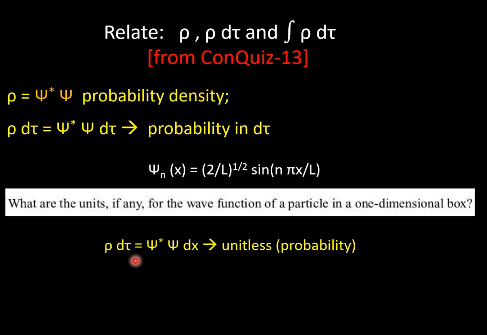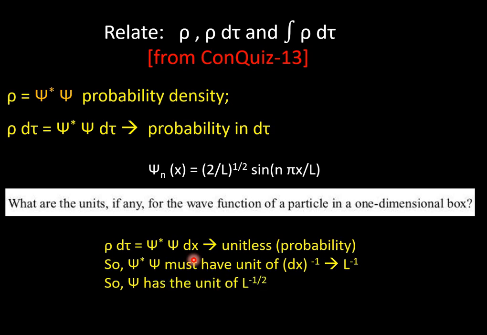So probability is unitless, so psi square dx would be unitless, so psi square must have the unit of dx inverse, right? That means length inverse. So if psi square is length inverse, then psi must be length to the power minus half. So the unit of psi is length to the power minus half or meter to the power minus half. Now if it's a three-dimensional box, then of course it would be L to the power minus 3 by 2, right? So that is how we can use the probability concept here.